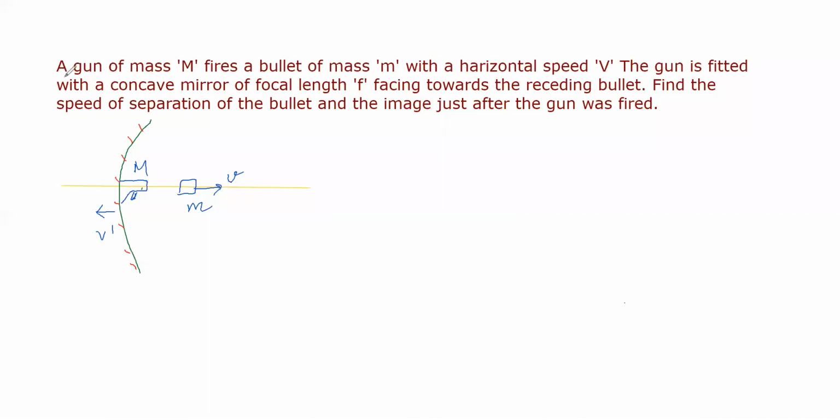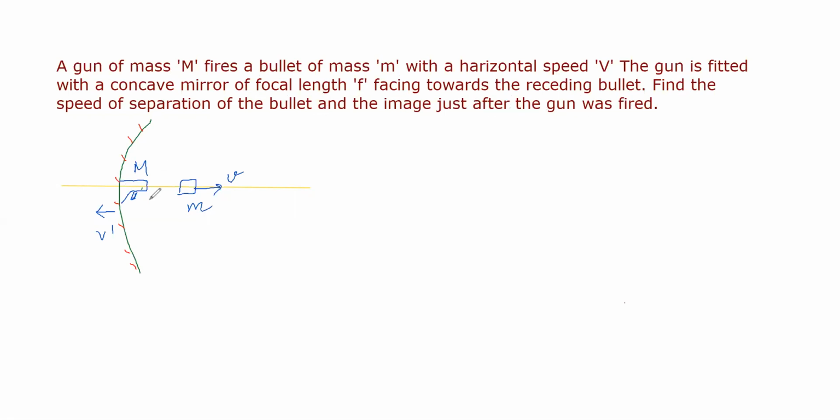Let us solve a JEE Advanced conceptual problem. A gun of mass capital M fires a bullet of mass small m with a horizontal speed capital V. The gun is fitted with a concave mirror of focal length f facing towards the receding bullet. Find the speed of separation of the bullet and the image just after the gun was fired.